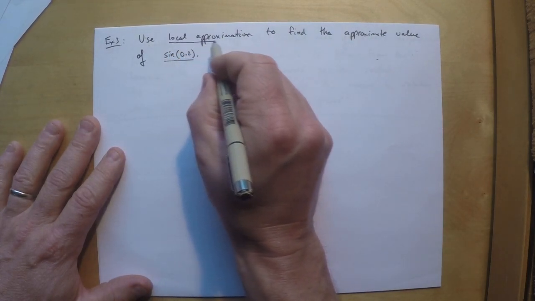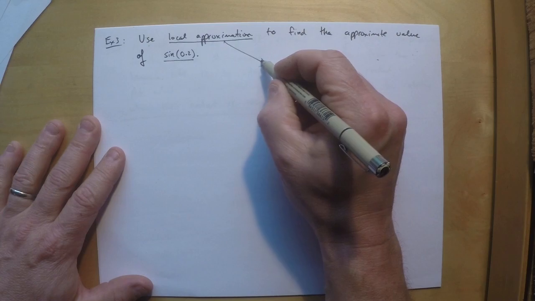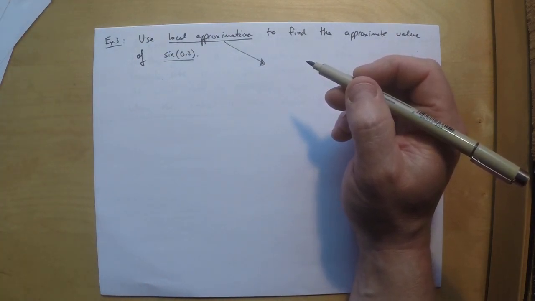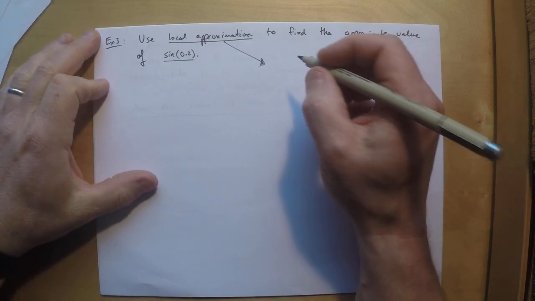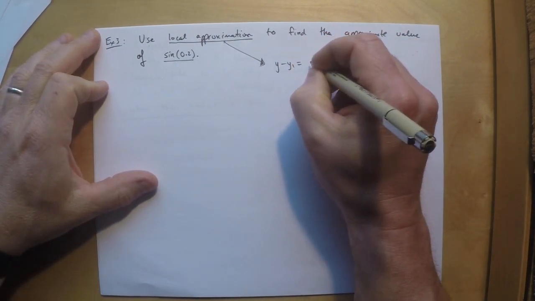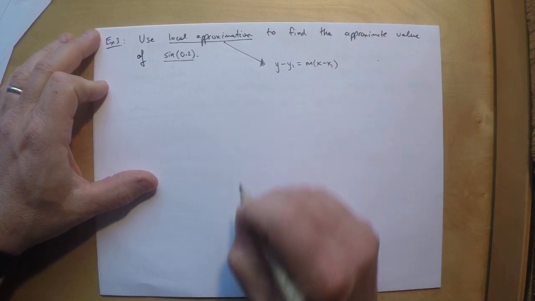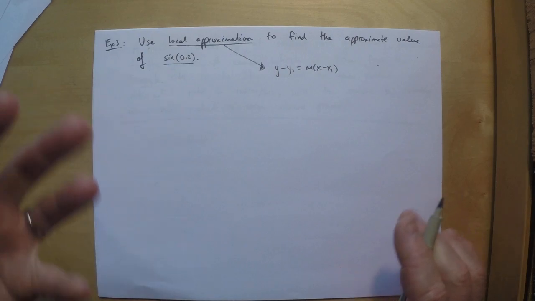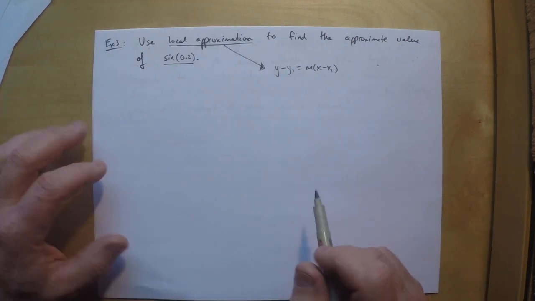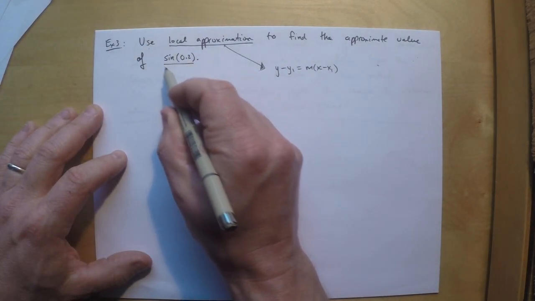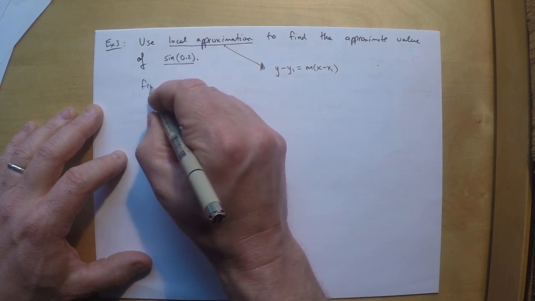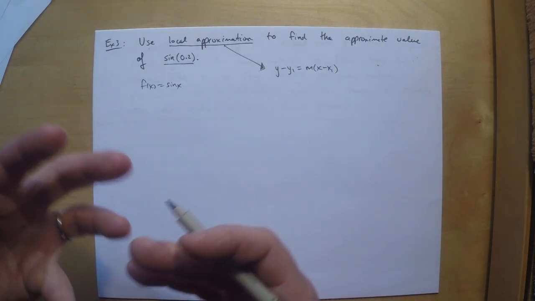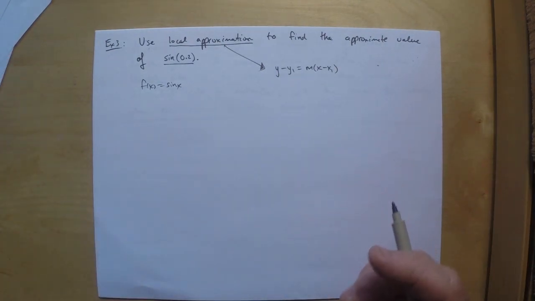Again, as soon as I see local approximation, I think two things: Math girl, and tangent lines. So when I think tangent lines, I think of this, personally. Then I also think about, okay, what function am I dealing with here? Well, this is the function that I'm approximating, so obviously the function that we're dealing with is sine of x.